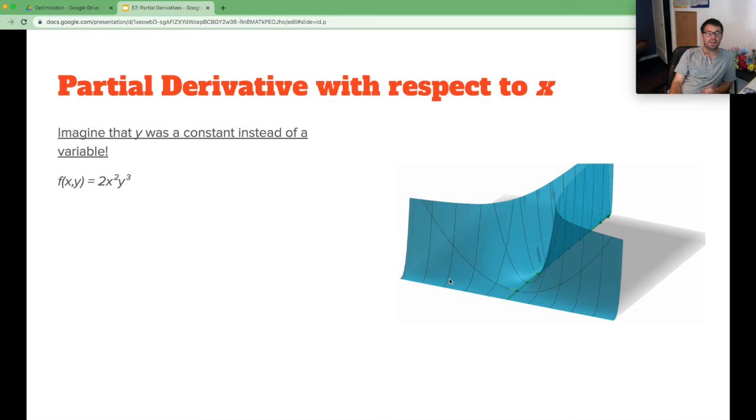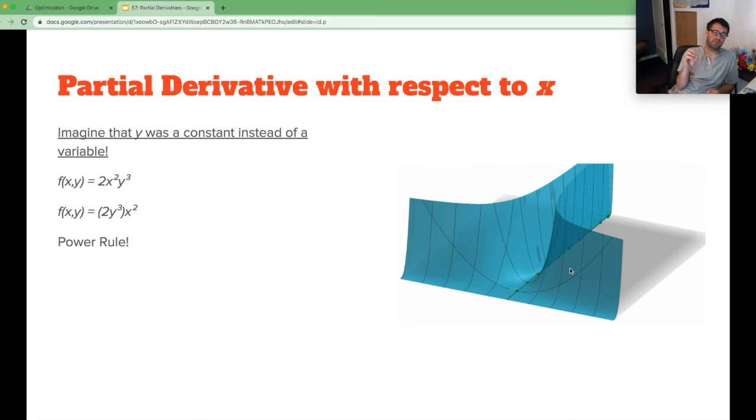So y is a constant. It's not changing. So we can treat it like a coefficient. So we're going to reorder and regroup using the associative and commutative properties and get 2y cubed times x squared. We rearranged our formula. Now we can take the derivative with respect to x.